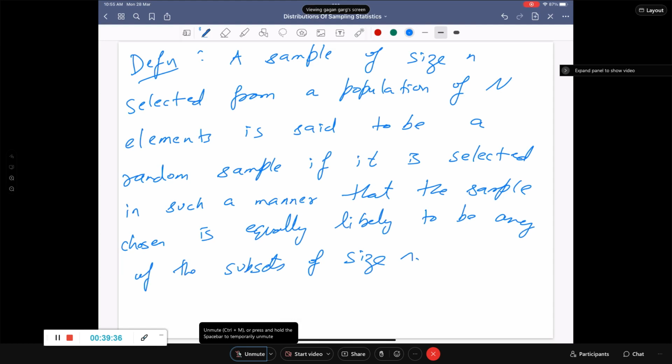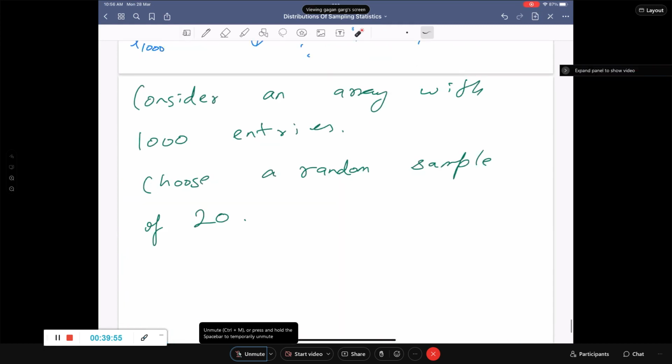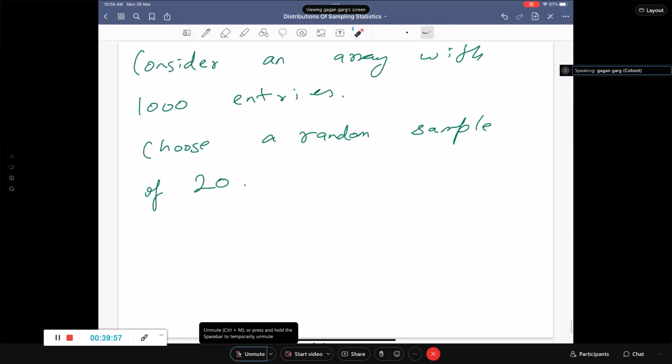This is just the definition of what we are discussing. A sample of size n selected from a population of size capital N is said to be a random sample if it is selected in such a manner that the sample chosen is equally likely to be any of the subsets of size n. So there are 1000 choose 20 subsets. Will you list all of them and then choose one of them?